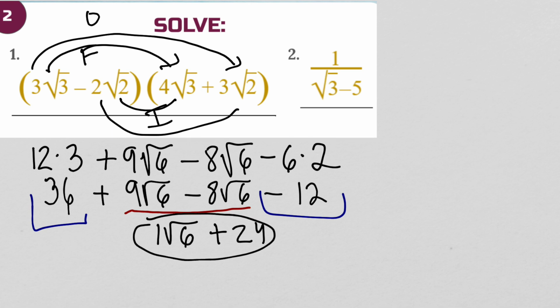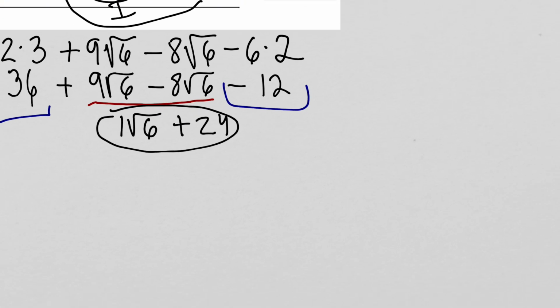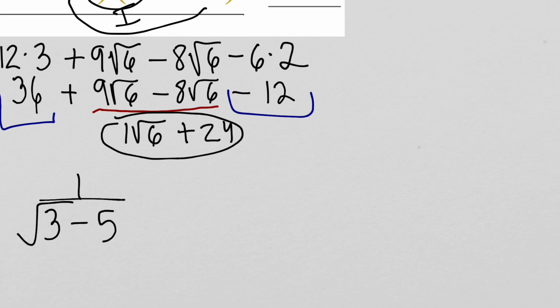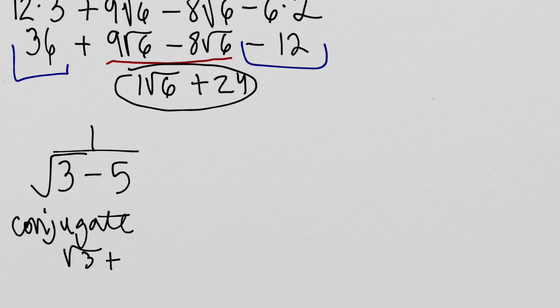The second question here is 1 over the square root of 3 minus 5. Okay, this was the problem where you're dividing. You cannot have a radical in the denominator. So we need to get the conjugate of root 3 minus 5. And we talked about that. That was root 3 plus 5.